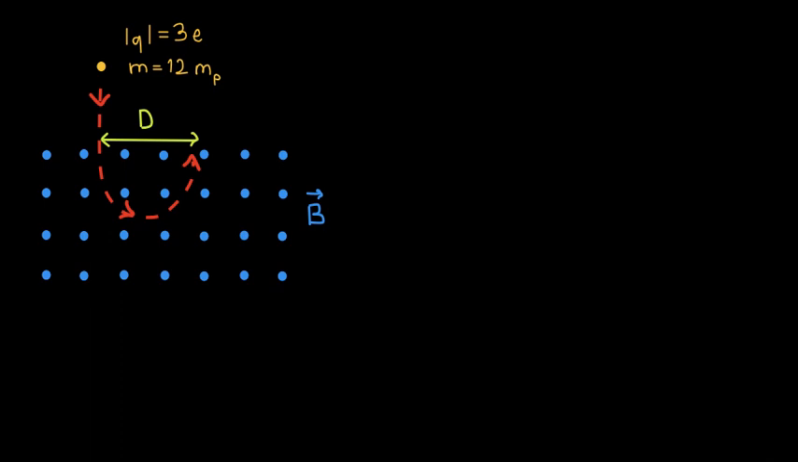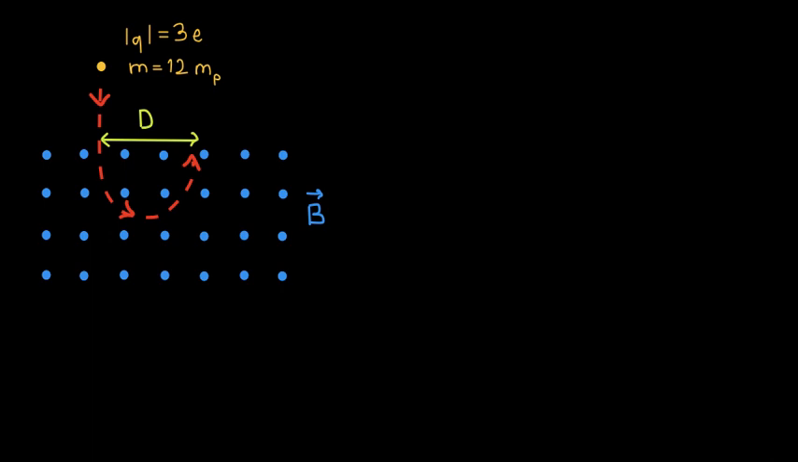A cosmic ray particle is moving in a straight path vertically down, and then it enters a magnetic field region. When it enters the magnetic field region, it starts following a curved path, a circular path. The diameter of this circular path is given.